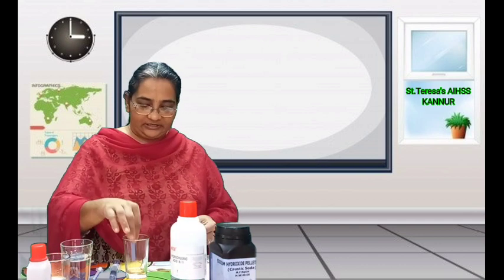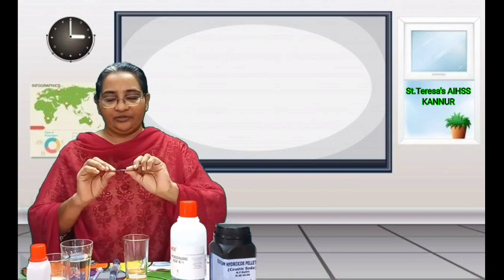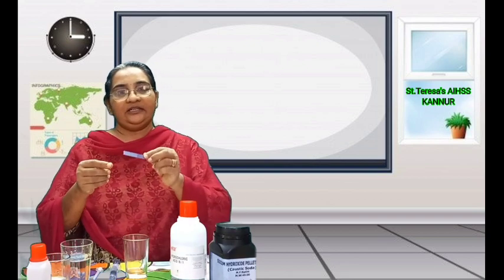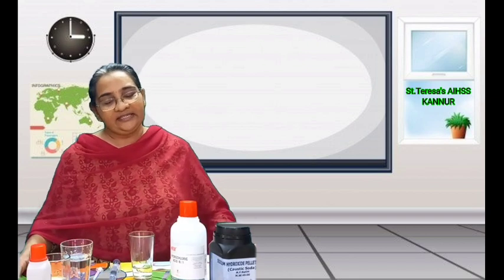Here you can see that there is no color change in the red litmus paper. Now I am using the blue litmus. In this also you can see that there is no color change in the litmus paper. So from this we can understand that when we mixed an acid with an alkali, neutralization happened, and we found that this is neither an acid nor an alkali. It is just salt and water. So this process is called neutralization.